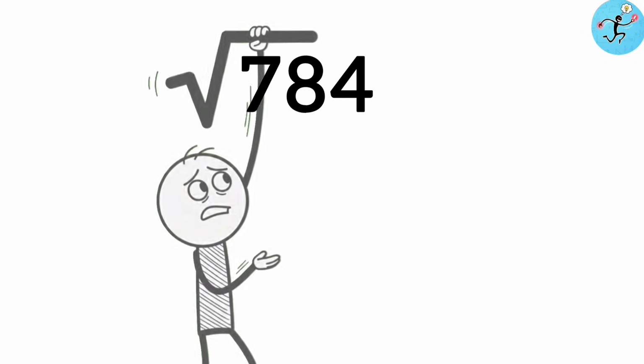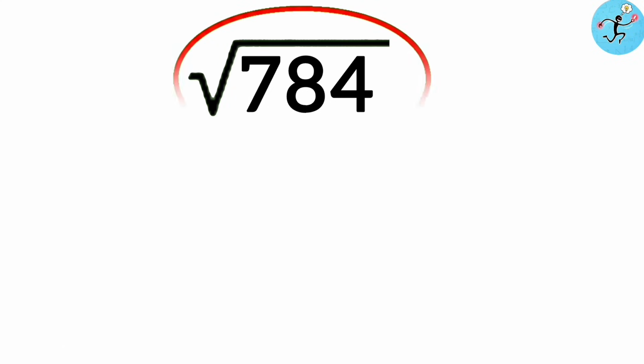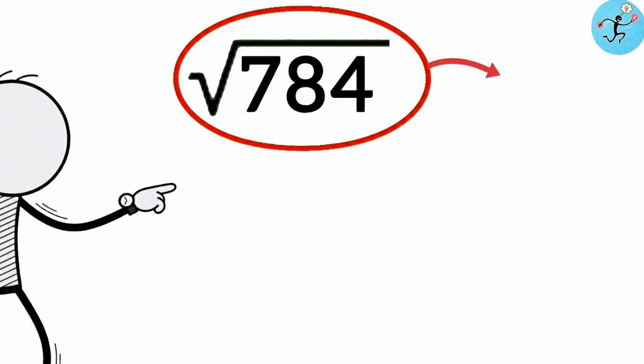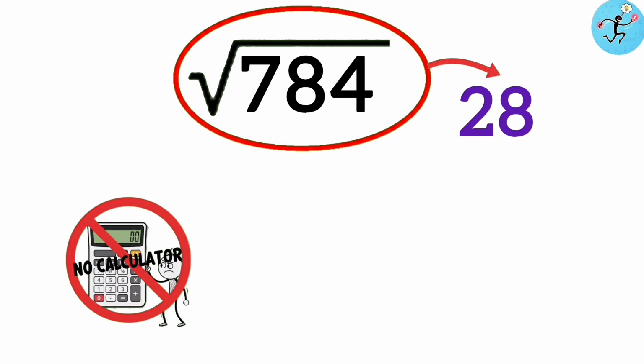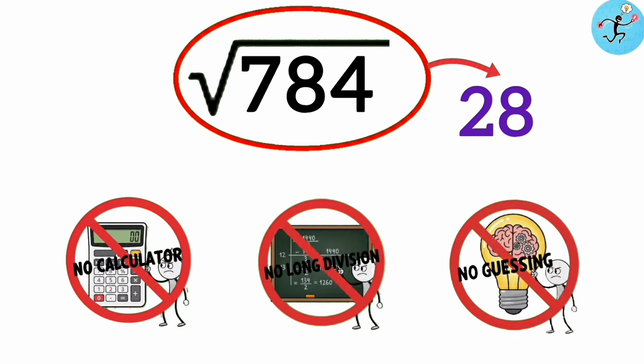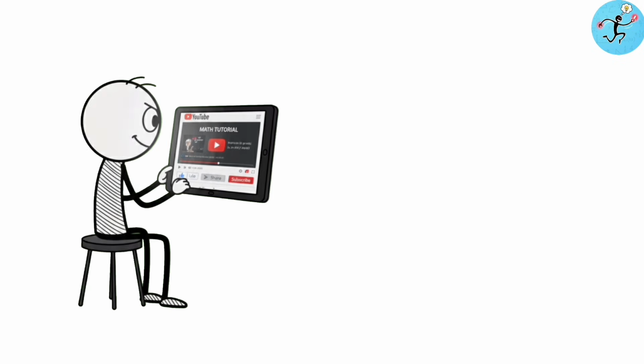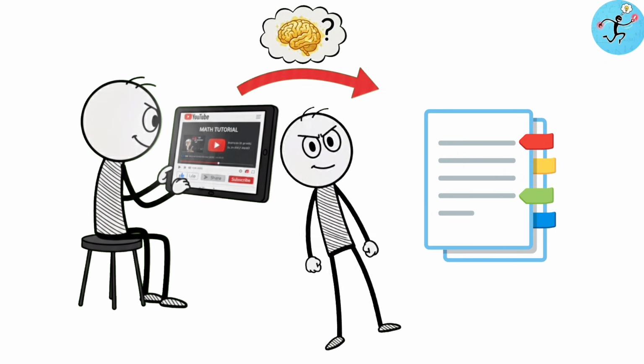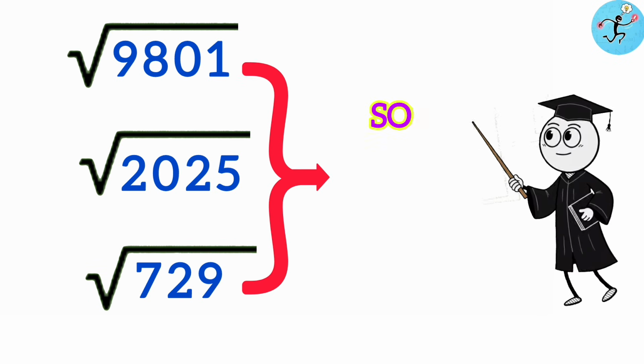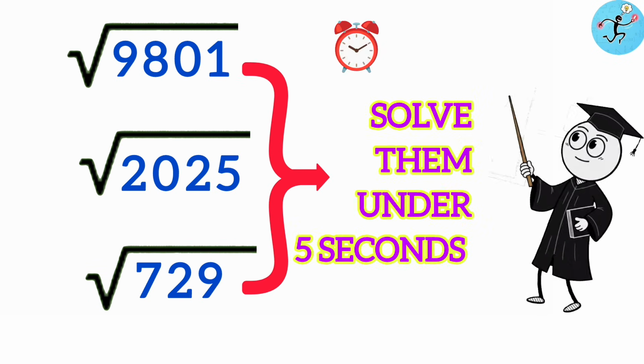What is the square root of 784? Take a moment. The answer is 28. No calculator, no long division, no guessing. In the next few minutes, you will learn a simple pattern that allows you to calculate square roots of perfect squares in about 5 seconds.